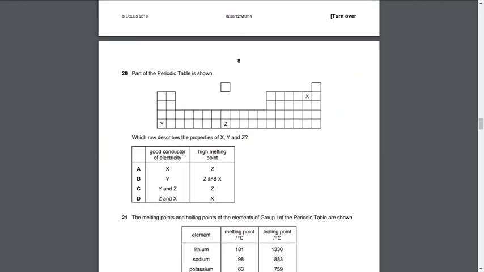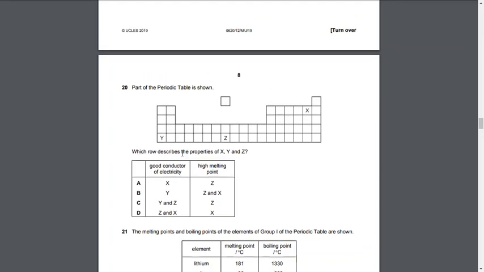Part of the periodic table is shown. Which row describes the properties of X, Y and Z? Good conductor of electricity, high melting point. So once again, this is a periodic table style question. So we're gonna go through the options and we're gonna go through all of it.